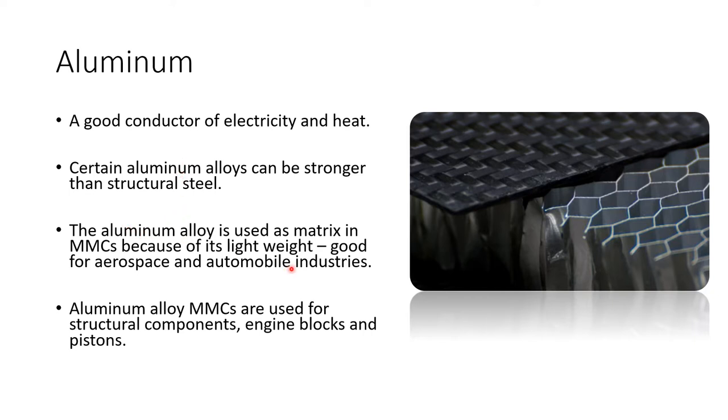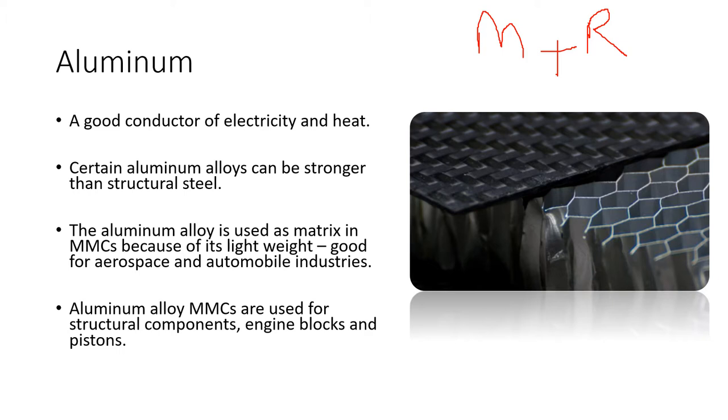So the aluminum alloy is used as the matrix. See, matrix. I'm going to write that back down again. Your composite is a matrix plus reinforcement. So aluminum alloy we're going to use as a matrix in our composite. Why?